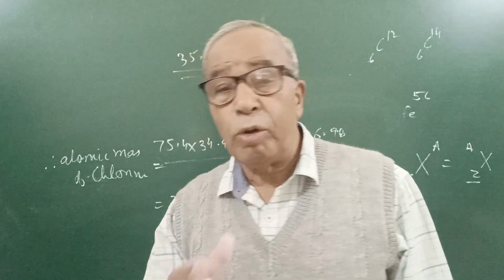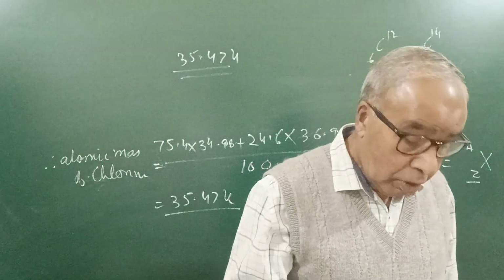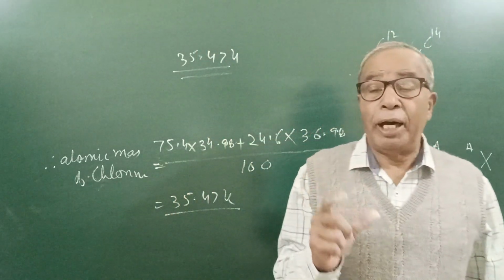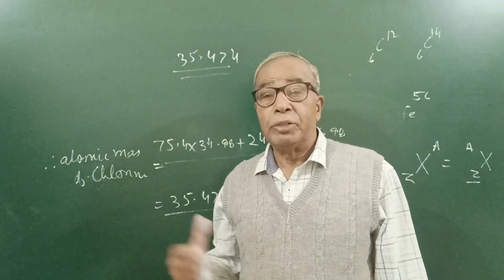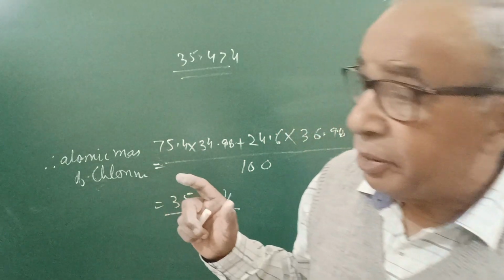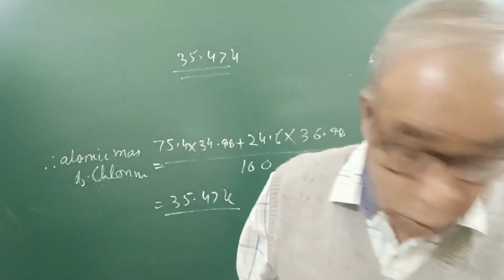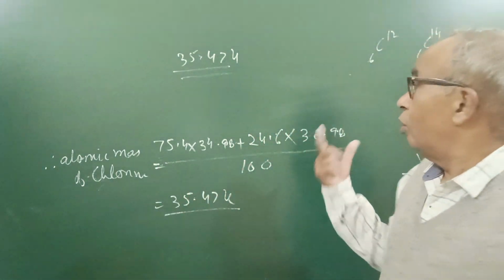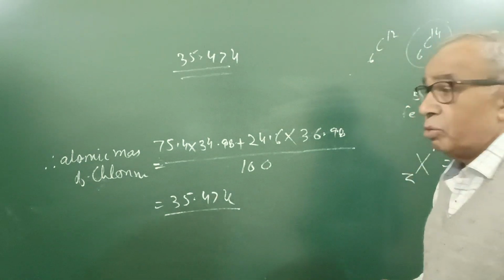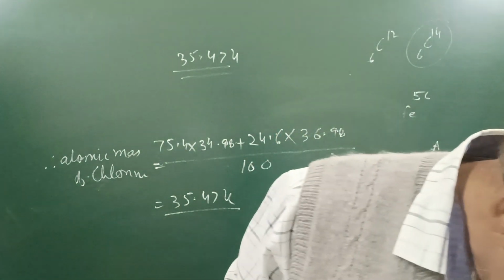Secondly, when a nucleus is formed, I will be telling you later on, some mass is lost in the form of energy, which is called binding energy, and the difference of mass is the mass defect. So due to that, though we write the mass number like this, that is our average atomic mass.